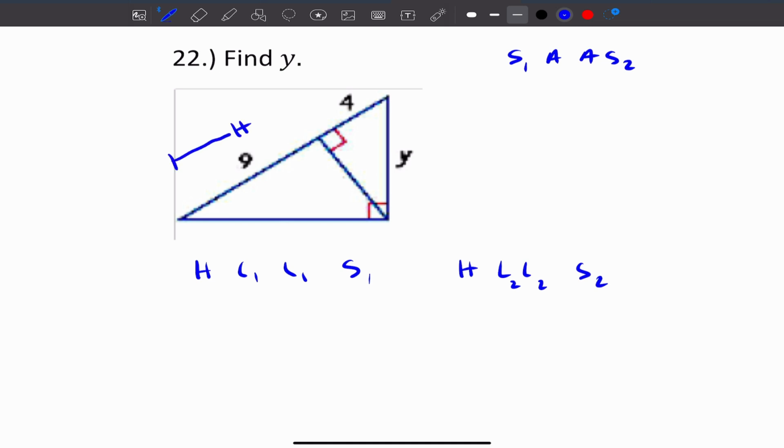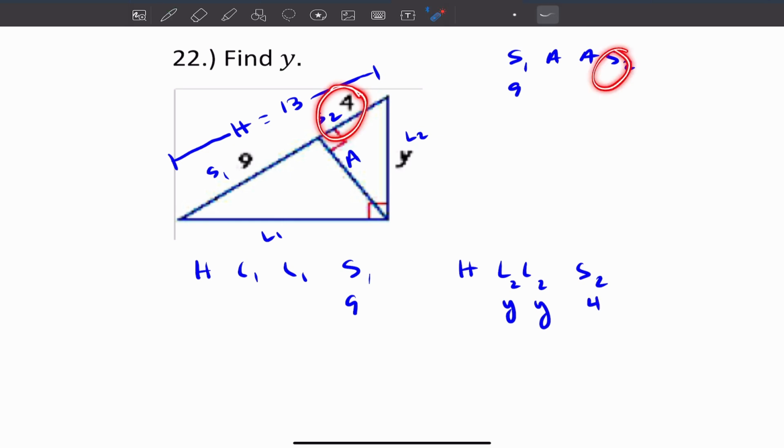So this here is the hypotenuse, that's 13. How do we know that this is the hypotenuse? Well, it's across from the 90-degree angle, and 9 plus 4 is 13. This is the altitude, this is segment 1, this is segment 2, leg 1, leg 2. So we know what segment 1 is. Segment 1 is 9, so I'll put a 9 here, and then leg 2 is y. Segment 2 is 4, so segment 2 goes here. And the hypotenuse is 13.